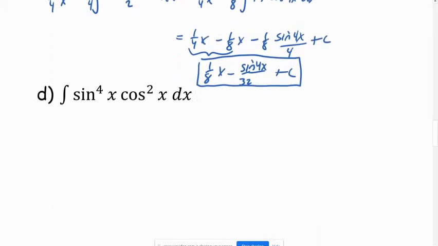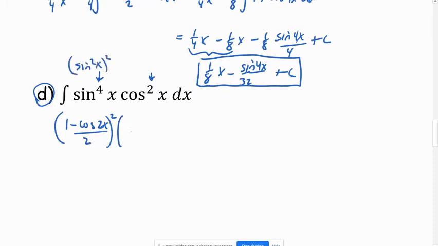Okay, and then part D is also even exponents. This one's a little bit harder, so we'll work through this one together. It's going to start the same way as we did our last one. We're going to replace sine squared with 1 minus cosine 2x. So this is going to be 1 minus cosine 2x over 2, but it's going to be squared because sine to the fourth is the same as sine squared squared. And then this is going to be 1 plus cosine 2x over 2.